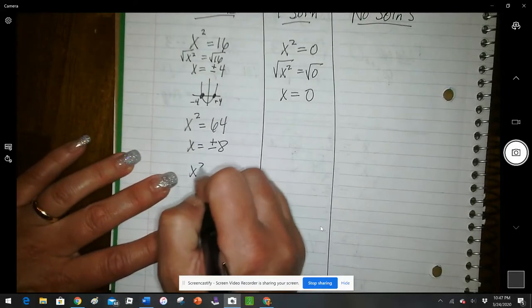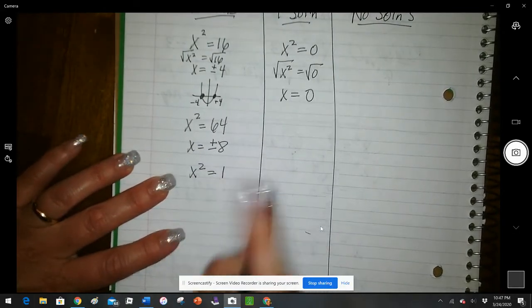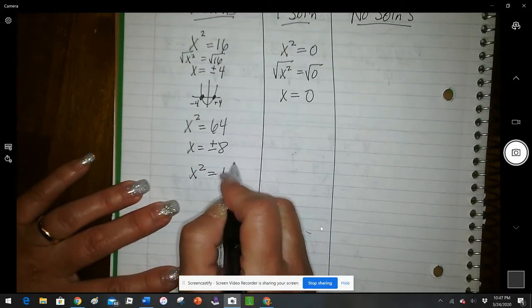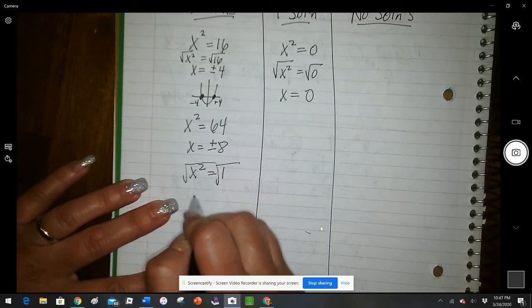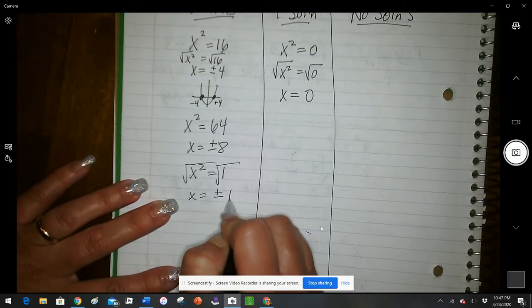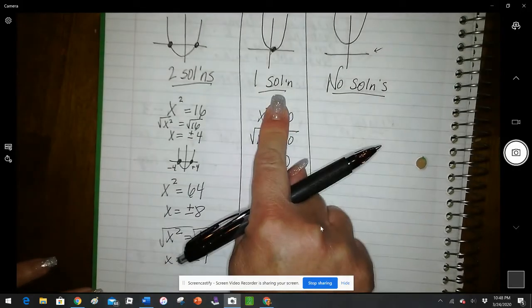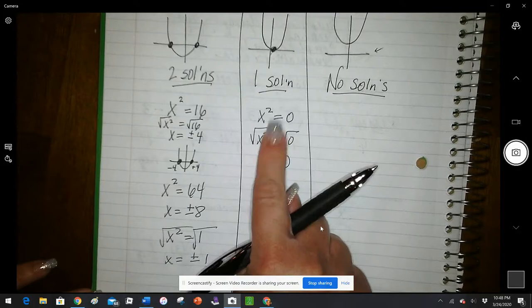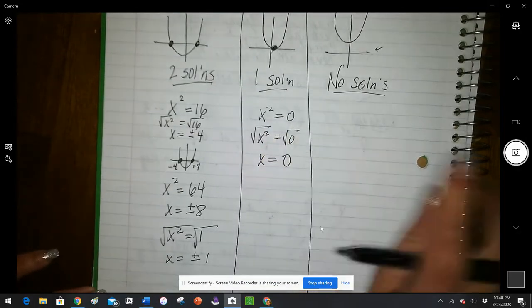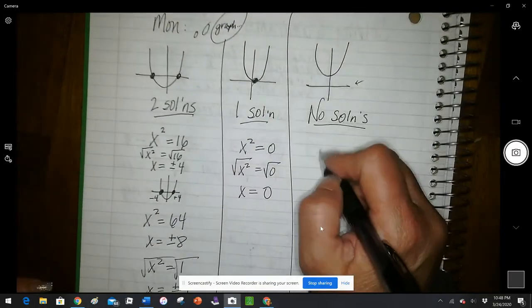A lot of people get confused. X squared equals 1. If I square root both sides, this answer is going to be positive and negative 1. So the only time that you're ever going to get 1 solution is if x squared equals 0. Okay? What about no solutions? What does that look like?